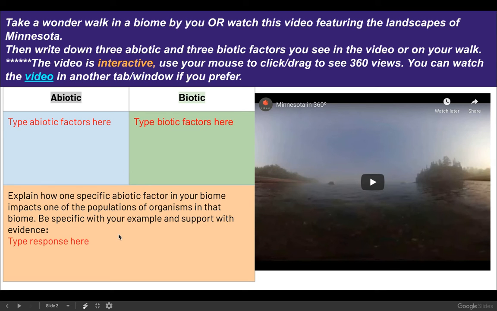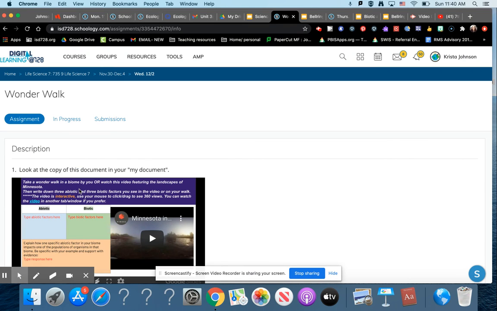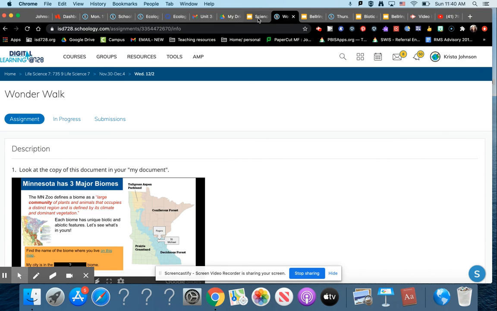Then you're going to explain how one specific abiotic factor in your biome, the biome that you chose to do your research on, impacts one of the populations of organisms in your biome. Be specific with your example and support it with evidence. You're going to have to do a little bit of research for that one. It has you type in this document and submit it as well.